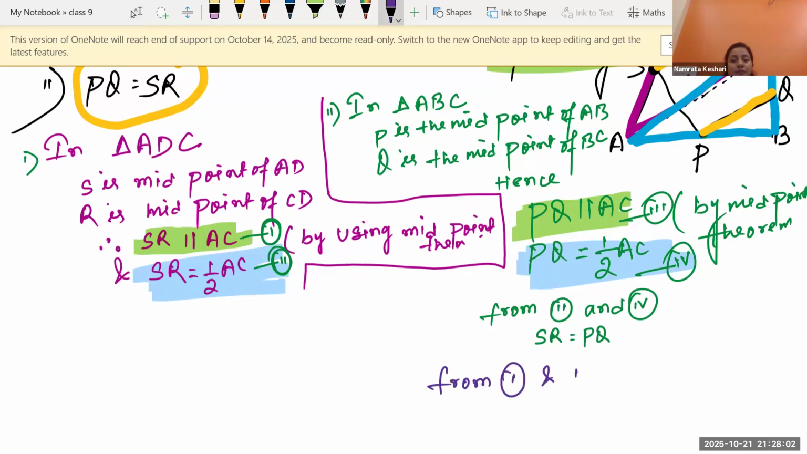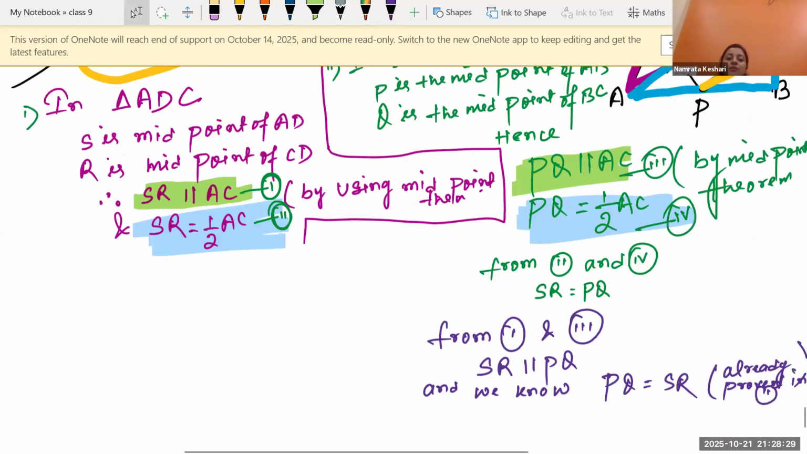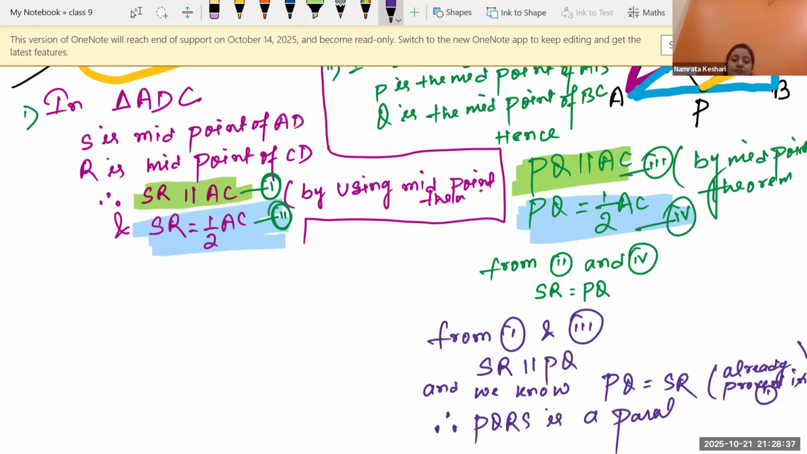From 1 and 3, SR is parallel to PQ, and we know PQ is equal to SR, already proved in part 2. Therefore, PQRS is a parallelogram, and we are done. Clear so far to everybody?